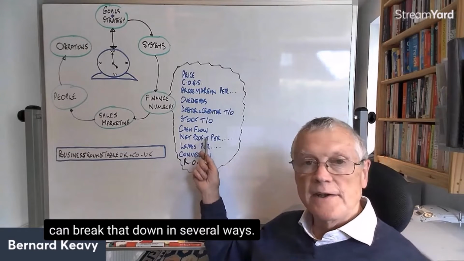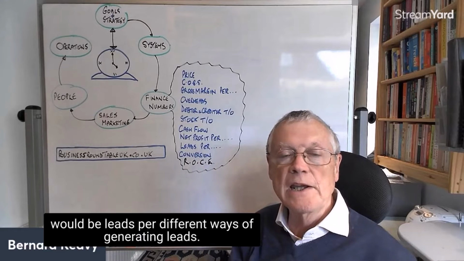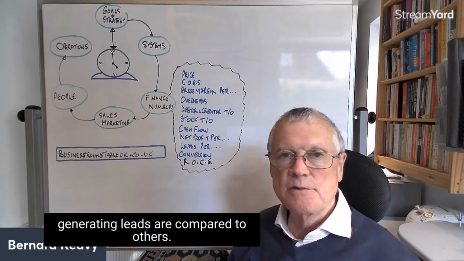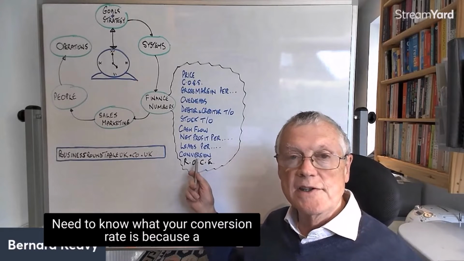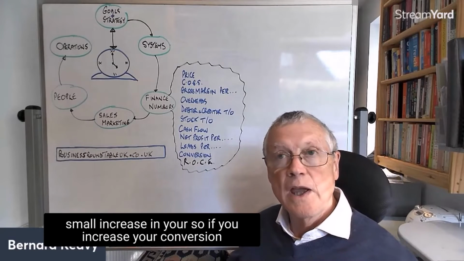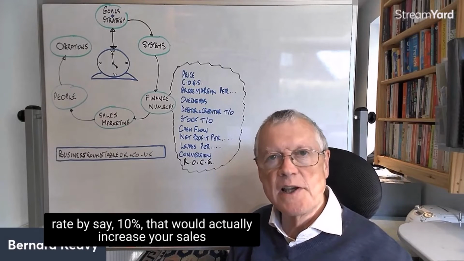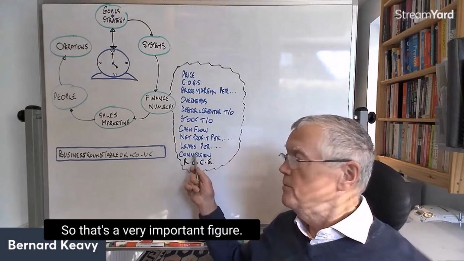So you can break that down in several ways. You need to know your leads per, so that would be leads per different ways of generating leads, so how good some methods of generating leads are compared to others. You need to know what your conversion rate is, because if you increased your conversion rate by say 10%, that would actually increase your sales by 10% and would increase your profit by more than 10%. So that's a very important figure.